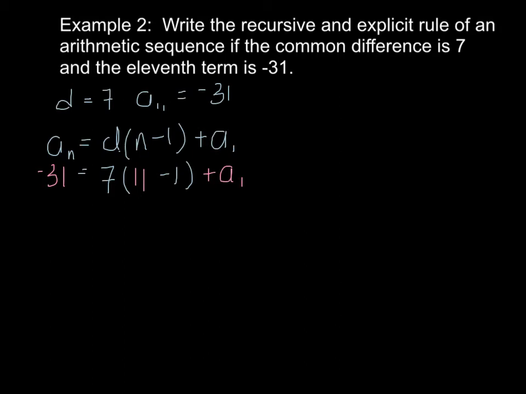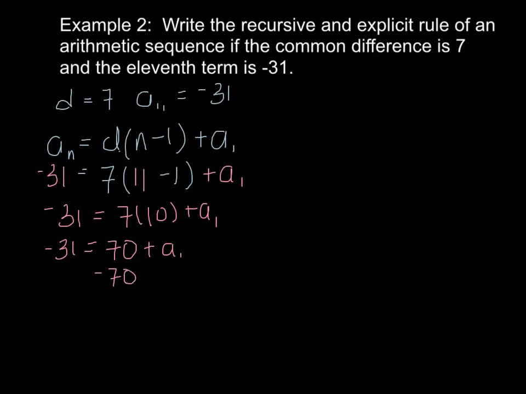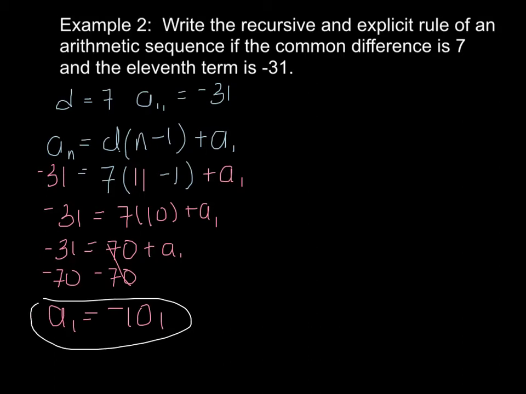This is just some simple math. Negative 31 equals 7 times 11 minus 1, which is 10. Negative 31 equals 7 times 10, which is 70, plus a sub 1. Now to get the first term by itself, we must subtract 70 from both sides. So now we have that the first term is negative 101. Now that we've identified our first term and our common difference, both the explicit rule and the recursive rule should be fairly simple. Let's start with the explicit.